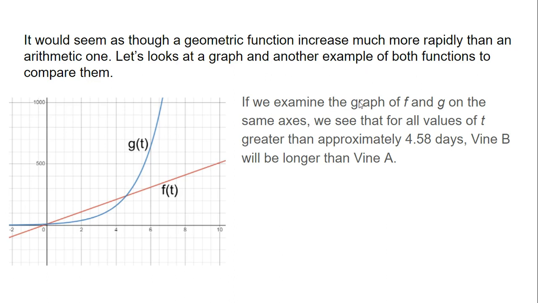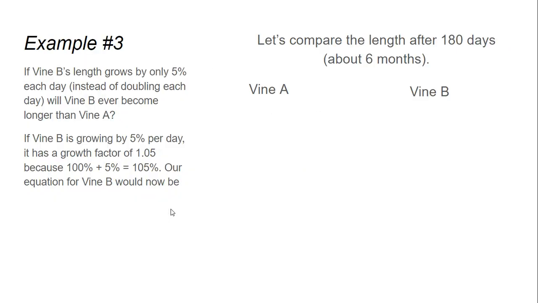If we examine these graphs on the same axis, we see that for all values of t that are greater than about 4.5, vine B is going to be much longer than vine A. And also, we can look at an example to see that that is in fact the case. What if we were to slow down vine B? Rather than doubling, we're going to only increase it a little bit each day, about 5%. So not a tremendous amount, but it's still a little bit. And it's still going to represent a geometric or exponential sequence, an exponential function, that is.